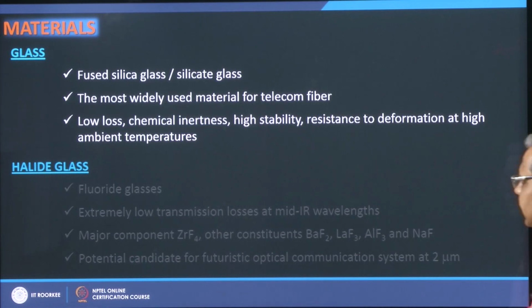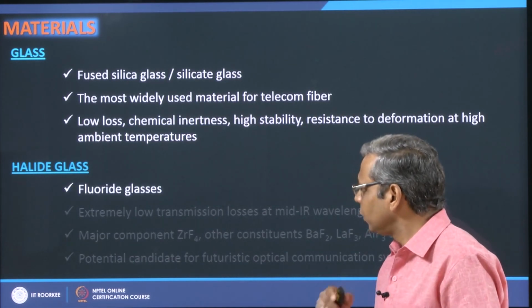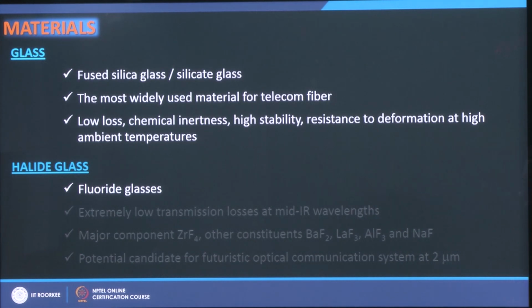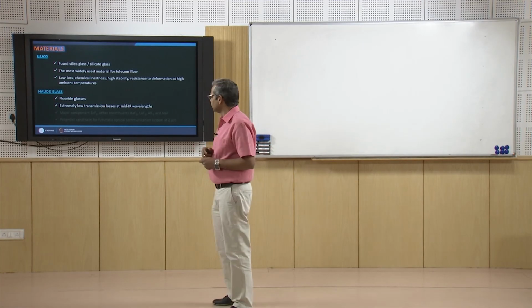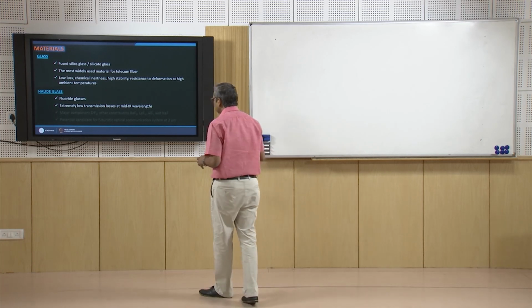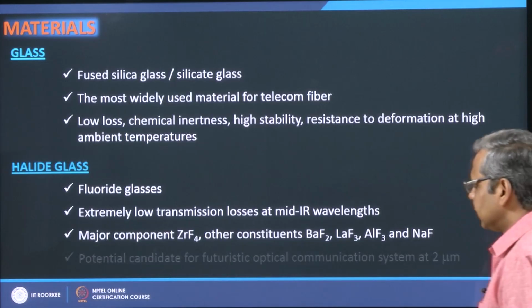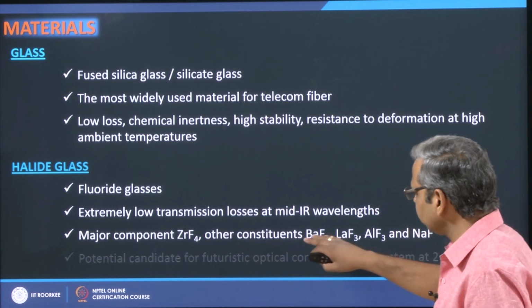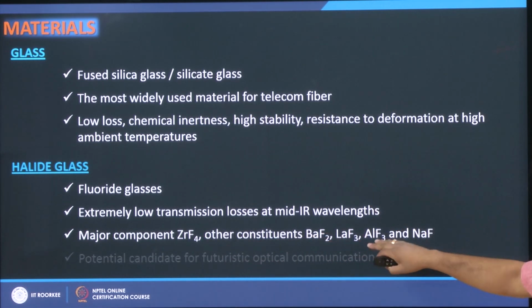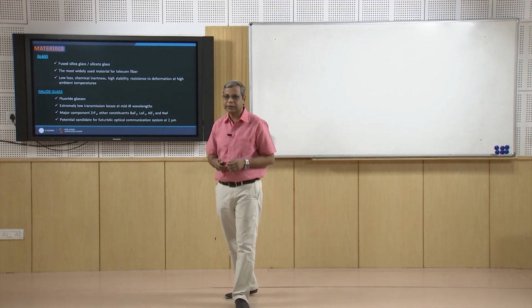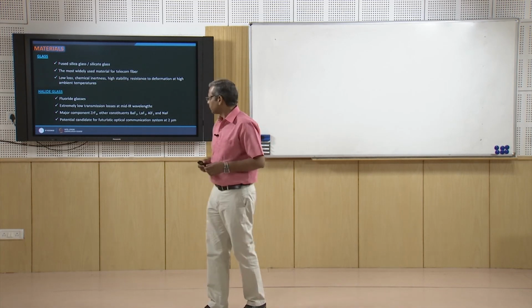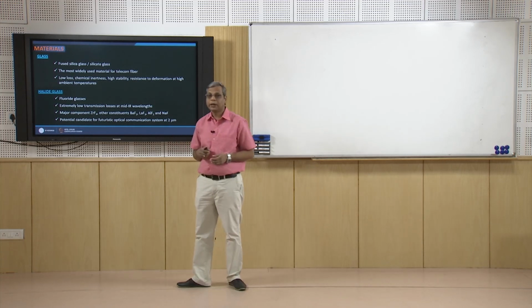Another type of glass is halide glass. In this category there are mainly fluoride glasses. These glasses have extremely low transmission losses at mid IR wavelength. The major component in this glass is ZrF4 and the other constituents are BaF2, LaF3, AlF3 and NaF. And this glass is the potential candidate for futuristic telecom fiber, which can work around 2 micrometer wavelength.